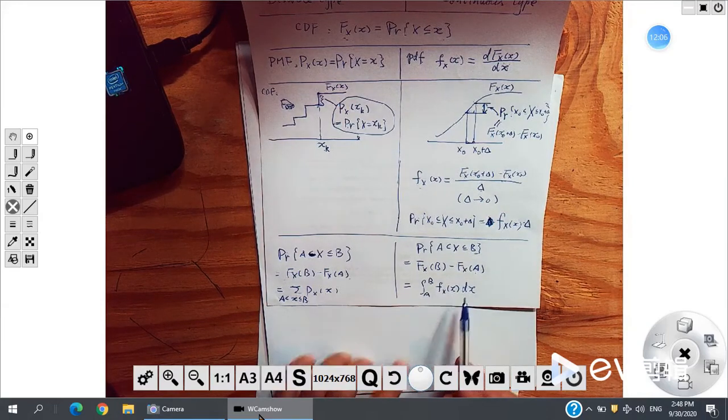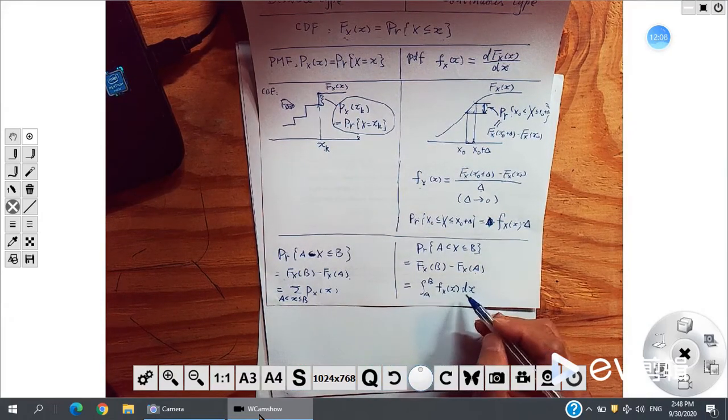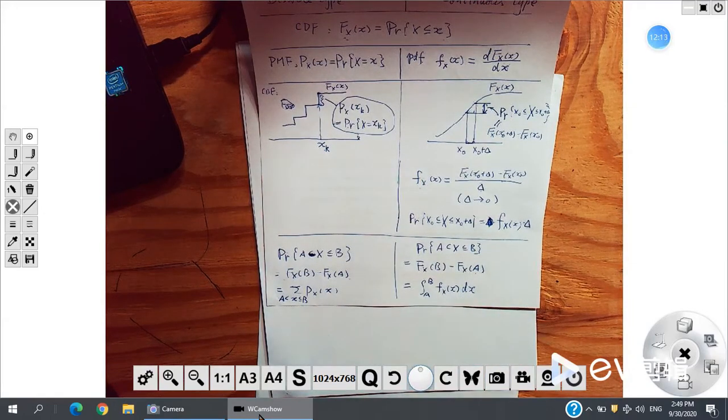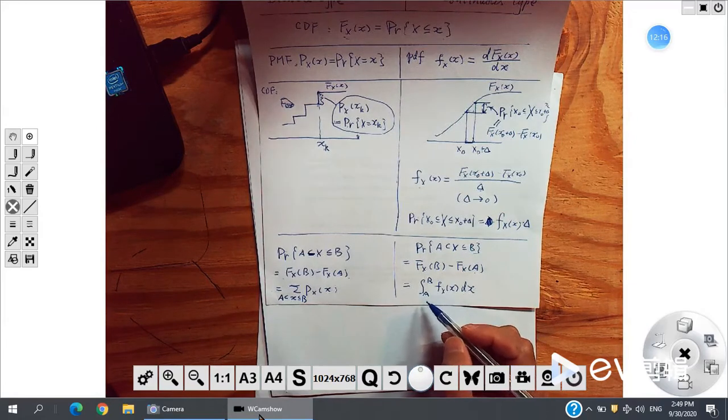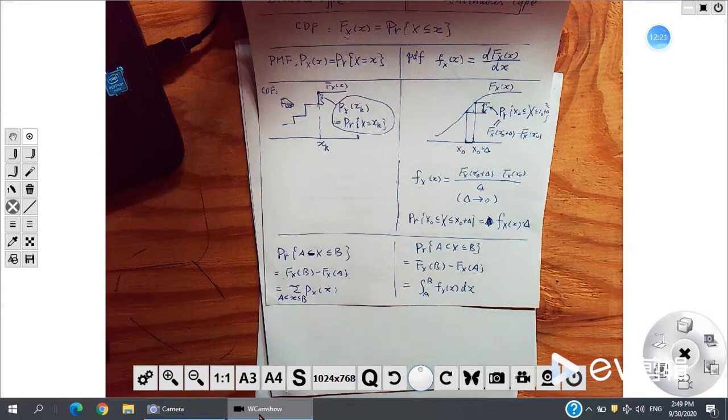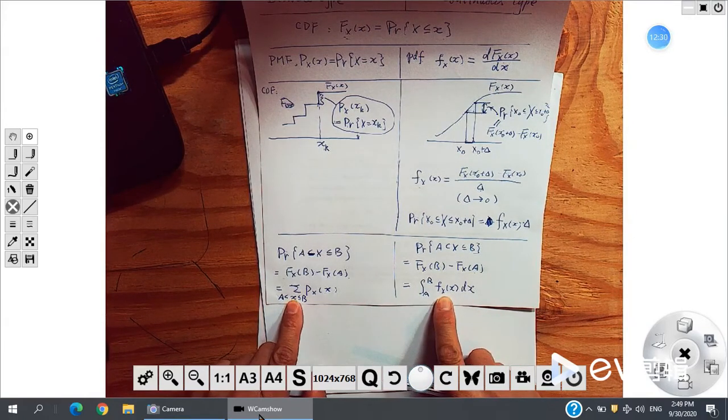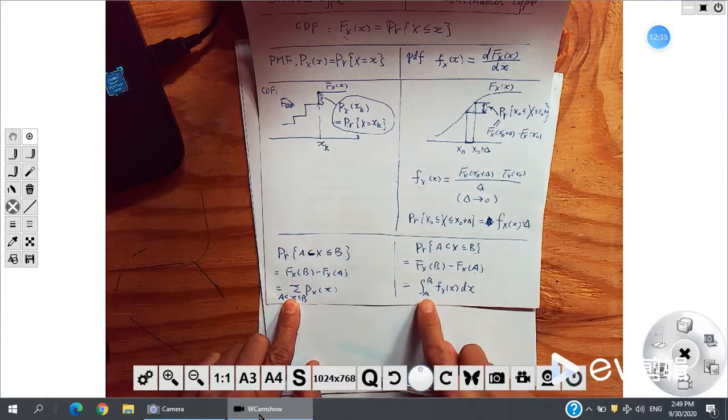We know the integral is actually a limit of a summation. Remember what the integration is? In the definition, when we define the integral of a function, we represent it as a summation of some terms and take a limit, right? So actually it is just this kind of thing. For discrete type you do summation, for continuous type you do integral. Alright, okay, this is one thing.